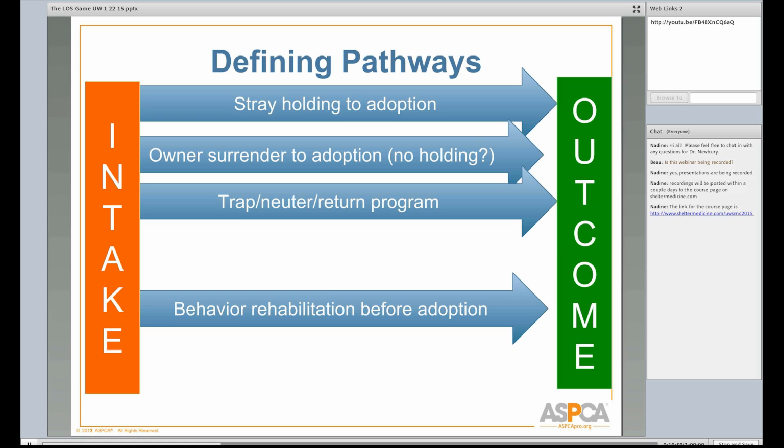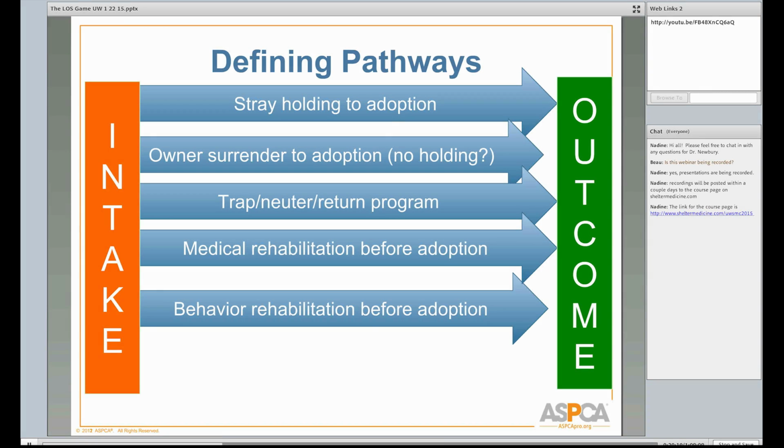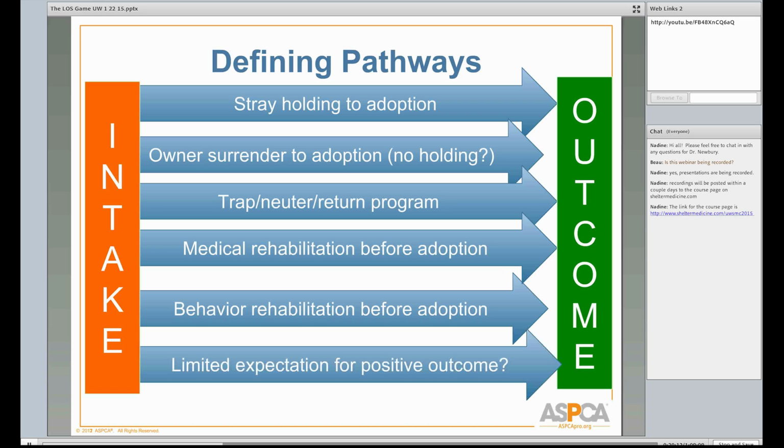Behavior rehabilitation before adoption. Again, we're not saying animals don't get the care they need. It's just that they get the care they need in the most efficient way possible. Medical rehabilitation before adoption. This is also a really important pathway: some animals have a limited expectation for positive outcome, and that's something we want to try to identify early to see if we can change it. And if we can't change it because that animal is suffering and it's not an animal that we can save, then again, we want this pathway also to be efficient because we don't want animals languishing and suffering when we know there isn't a positive outcome for them on the other end.